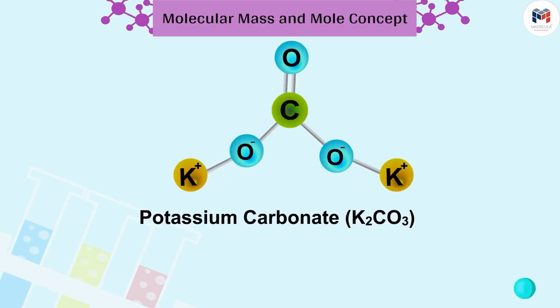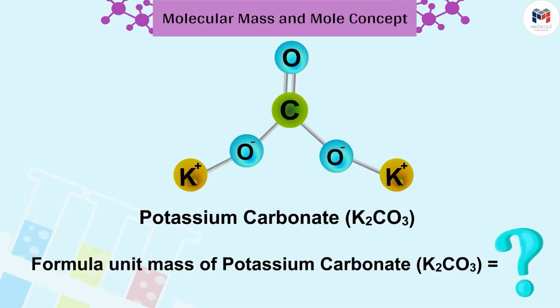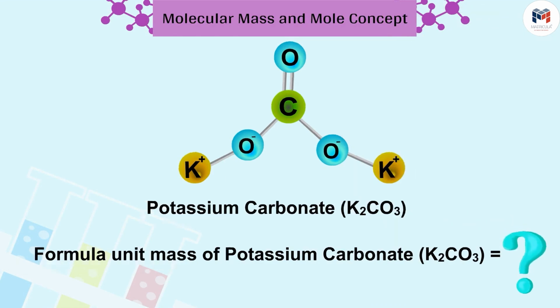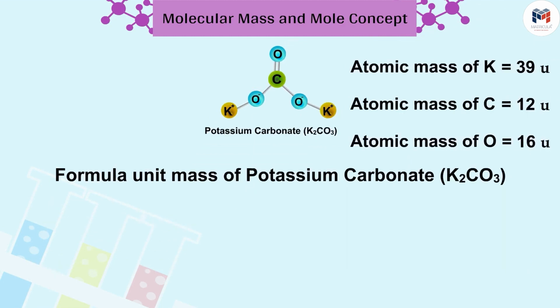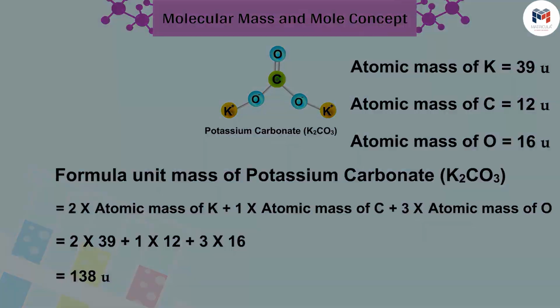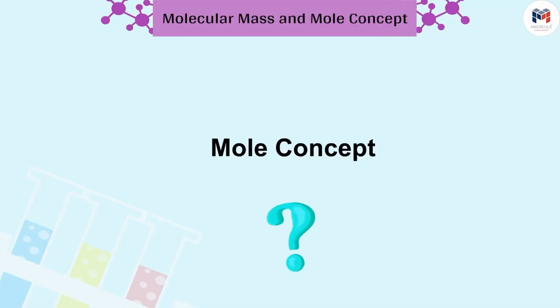Friends, can you find the formula unit mass of potassium carbonate, K2CO3? To answer the question, you can stop the video. Well done, friends! You have found the perfect answer. The formula unit mass of potassium carbonate is 138U.